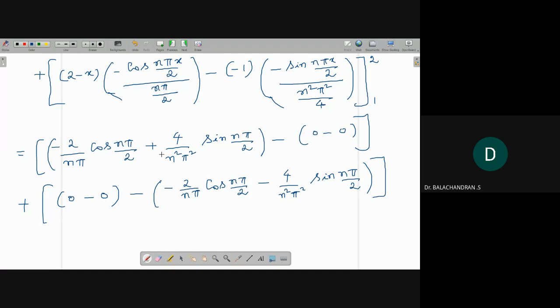So I think you can see these two terms are cancelled. You have minus, minus of minus plus. So we are calculating Bn. So Bn is equal to here plus, here also plus. So 8 by n square pi square into sin(n pi by 2).